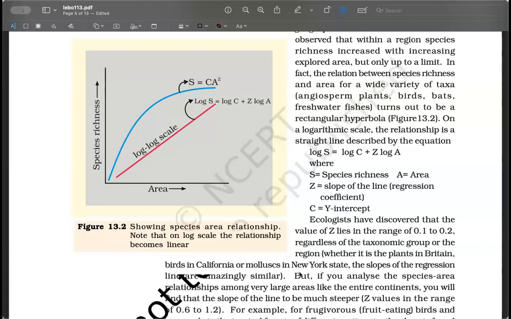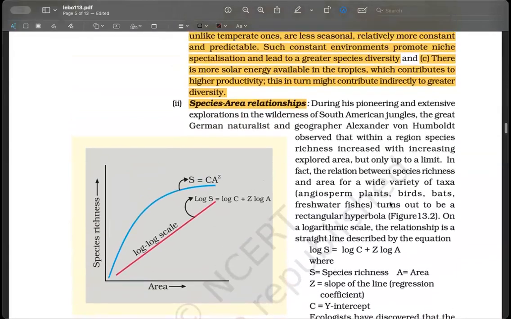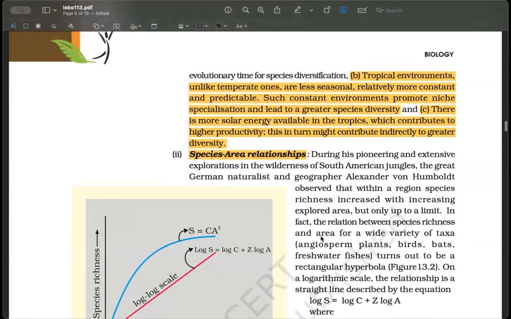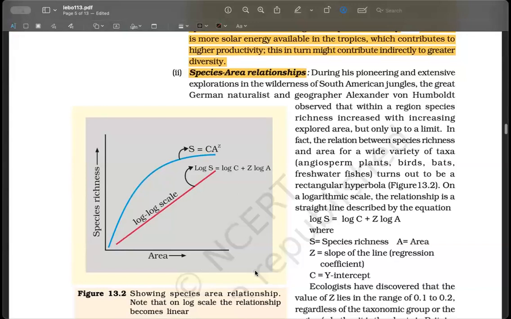Yeah, makes sense. So that's what Humboldt says, that as you go on increasing the area that you are sampling, the richness comes to a hold, a static stop. And the evidence for that was that he figured out that for a variety of organisms like plants, birds, bats, and even fish, every time when you plot this graph of species richness versus area, you get this blue line, which is a rectangular hyperbola. And it tells you that after one point of time, no matter how much you increase the area, the richness of the species will come to a hold.